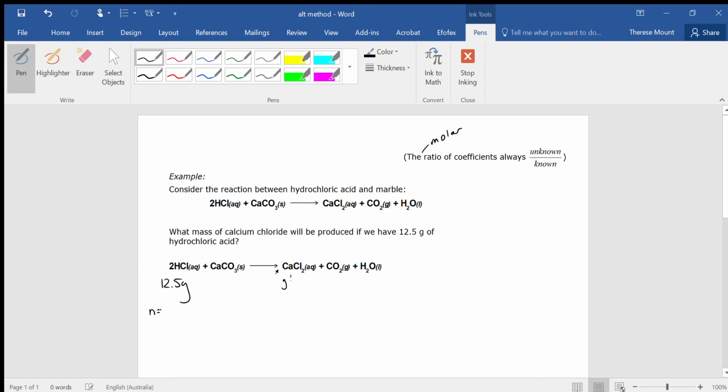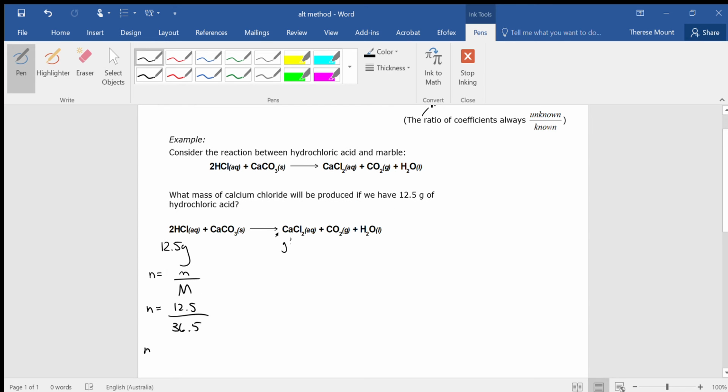So mole equals the mass divided by molar mass. So the moles is 12.5 divided by 36.5. So we have 0.342 mole of HCl. Okay, so we want to know the grams of CaCl2, but first we need to find out the moles. Okay, so we've got the mole value of HCl. We want to know the mole of CaCl2. So mole CaCl2, we don't know that yet.